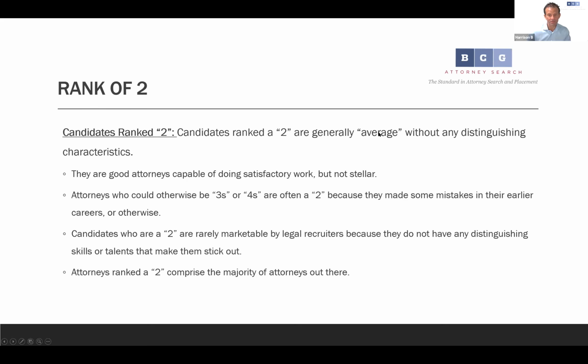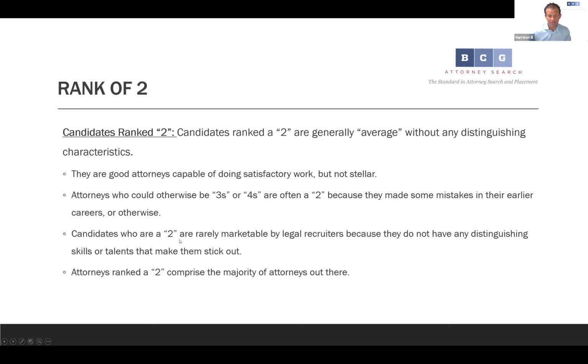So, your candidate rank of two is generally going to be average, meaning the majority of attorneys. There's nothing wrong with being a two. You can do great work, but your training may not be as good. You may not see the full picture. You may go through things a little bit fast, miss things, or you may be a good attorney. You could have been a three or four, but you may have made some mistakes earlier in your career.